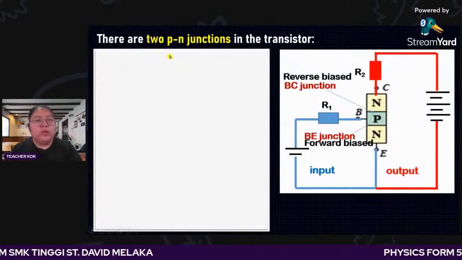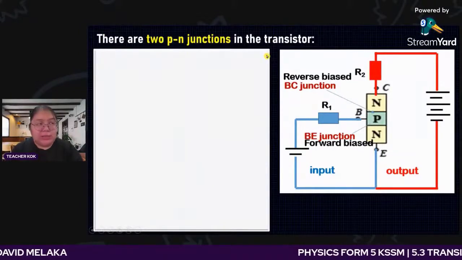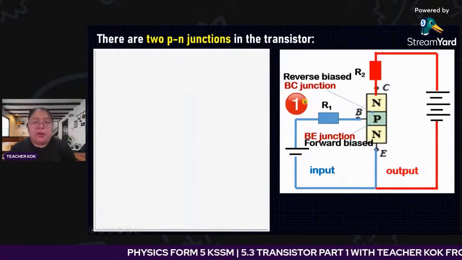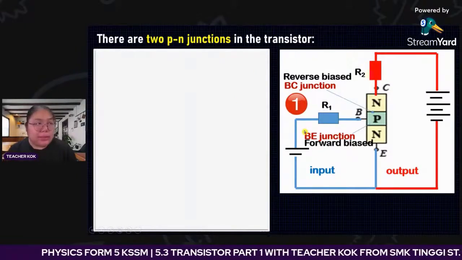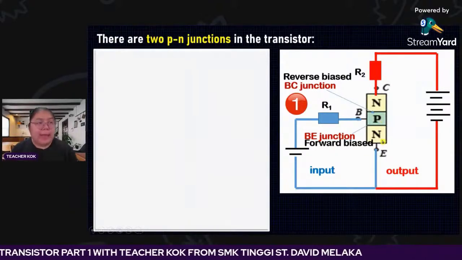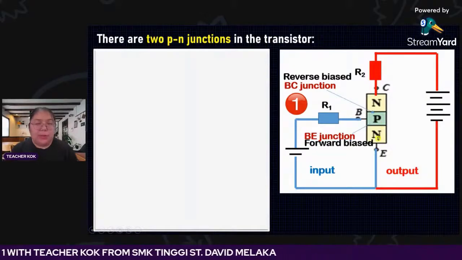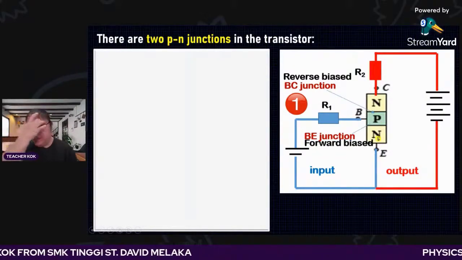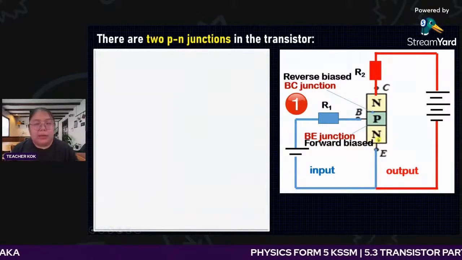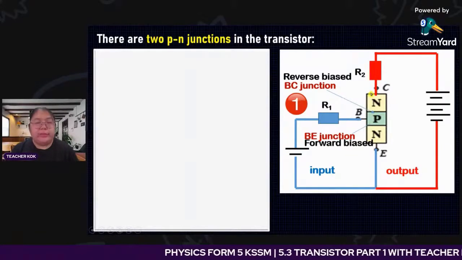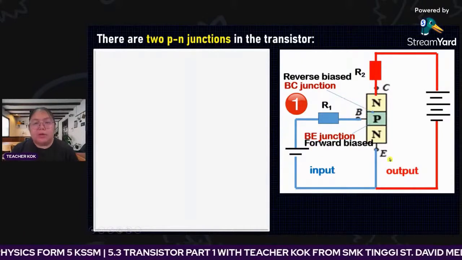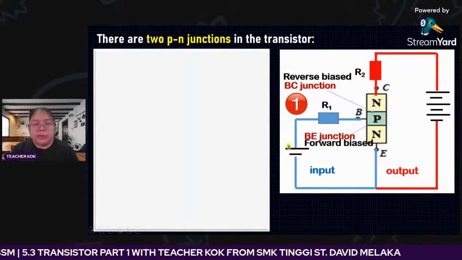There are 2 PN junctions in the transistor. We must be careful. First part, I want you to focus on the base circuit. The base circuit joins with P and also N. Remember the diode PN junction. So P and also N. We just ignore this one N first. We go through the base circuit. So this one is the base and emitter. So you see the connection.